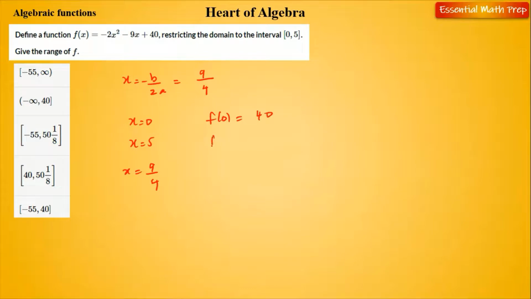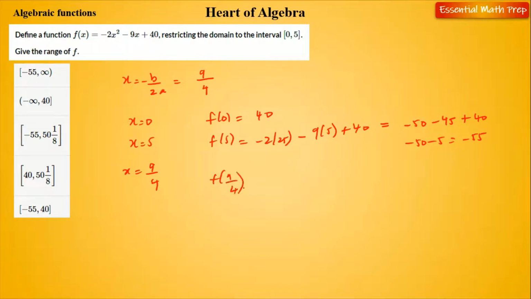If x equals 5, f of 5 would be negative 2 times 25 minus 9 times 5 plus 40, and that will be negative 50, negative 45 plus 40, so negative 50 minus 5 is negative 55. And f of 9 over 4 would be negative 2 times 81 over 16, right? 18 over 16 minus 9 times 9 over 4 plus 40. You can use the calculator.